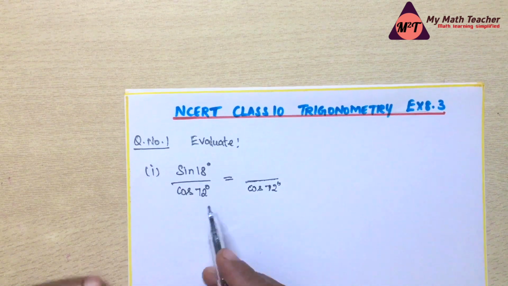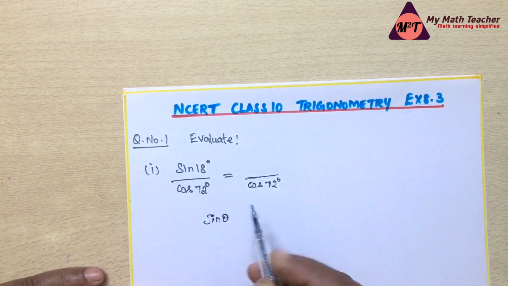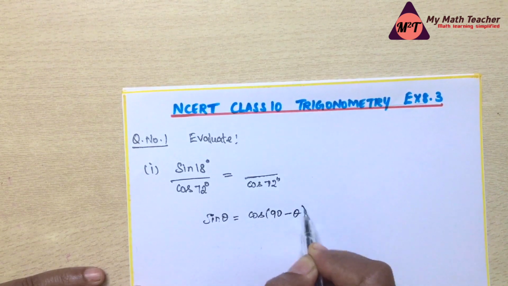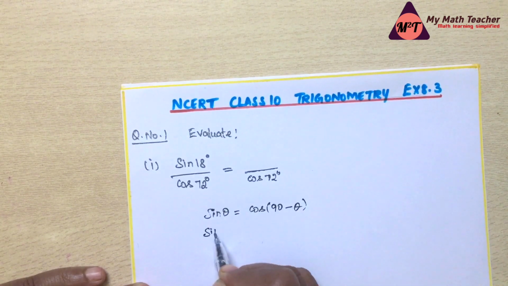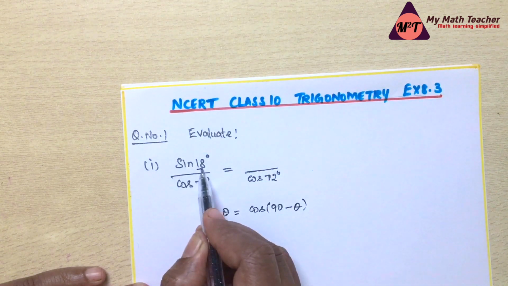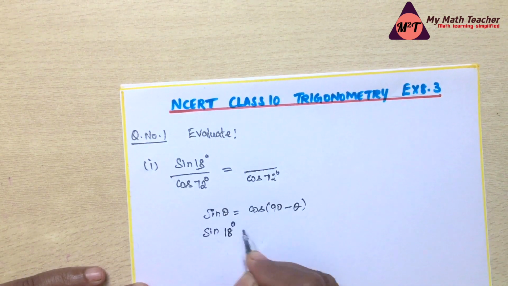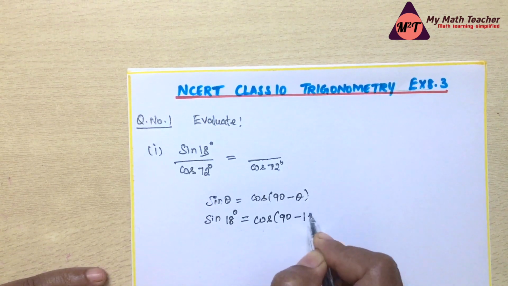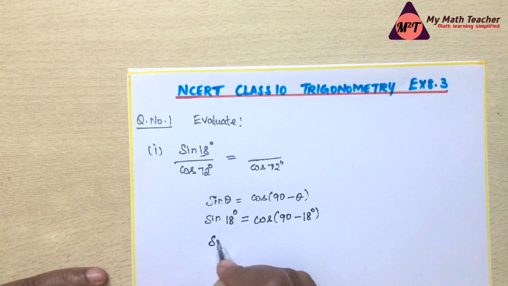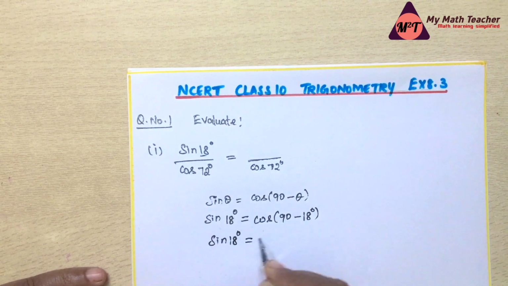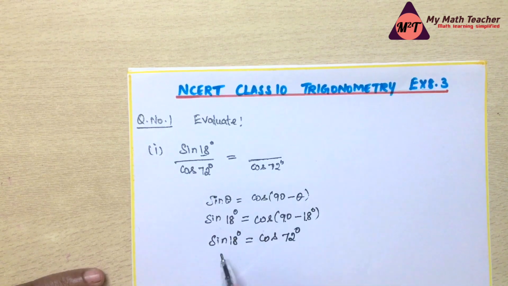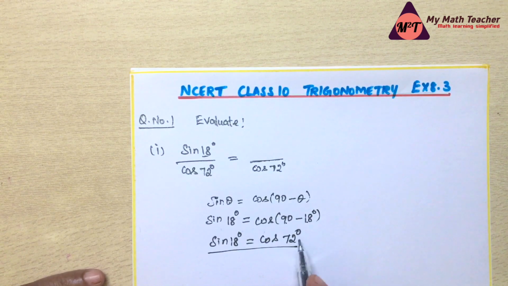Let us see how to do it. Sine theta is equal to cos 90 degrees minus theta. In the place of angle theta, let us substitute this angle, which is 18 degrees, which is equal to cos 90 degrees minus 18. So sine 18 is equal to cos of 90 minus 18, which is 72 degrees. Now what we can say is sine 18 is equal to cos 72 degrees.